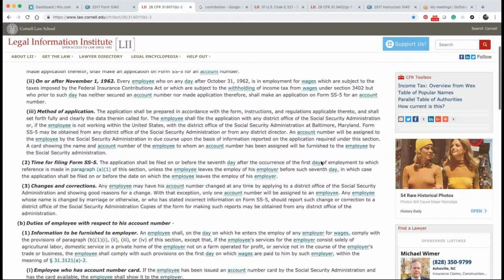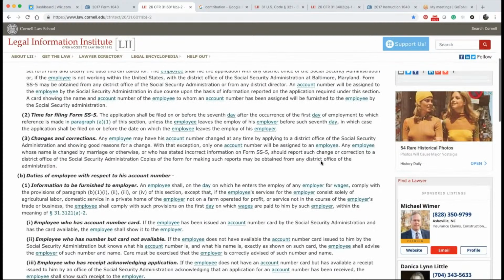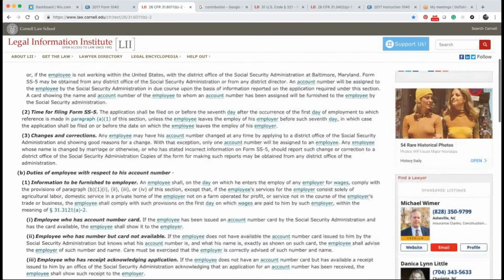Yeah, FICA is on everybody's check, Marco. All right, FICA's been robbing y'all. Time for filing Form SS-5: the application shall be filed on or before the 7th day after the occurrence of the first day of employment. It's telling you when to fill out an SS-5 form. But yet, SS-5 forms are filled out for children, babies. Okay.